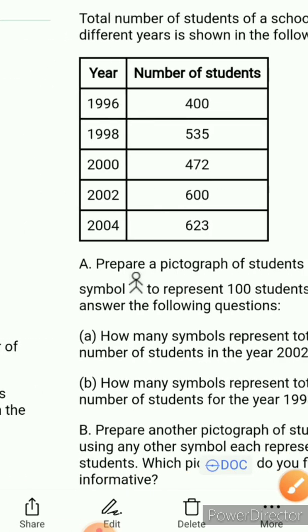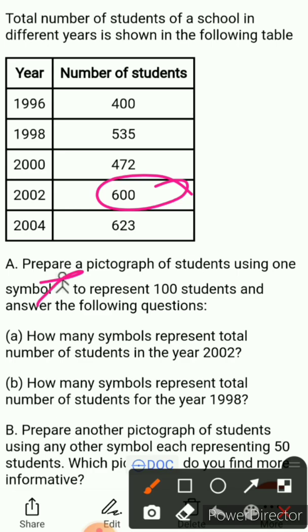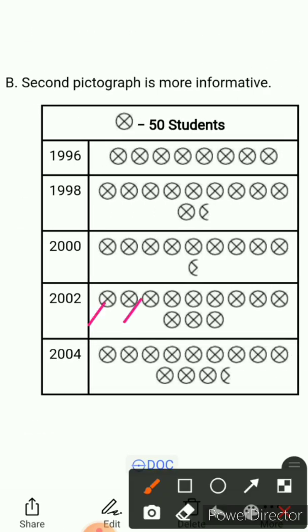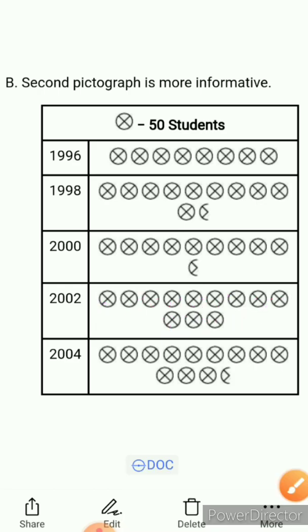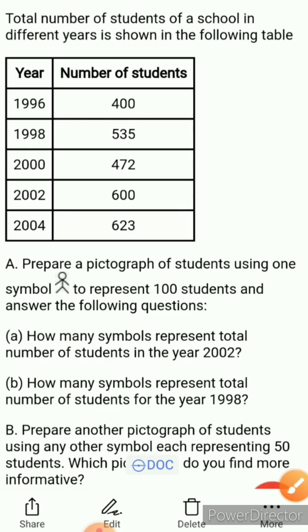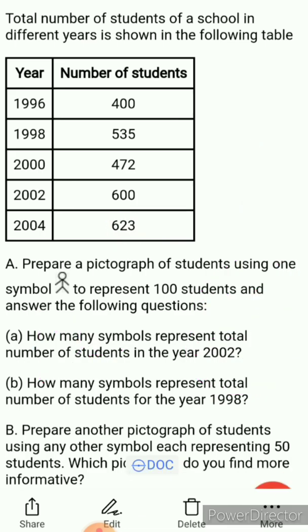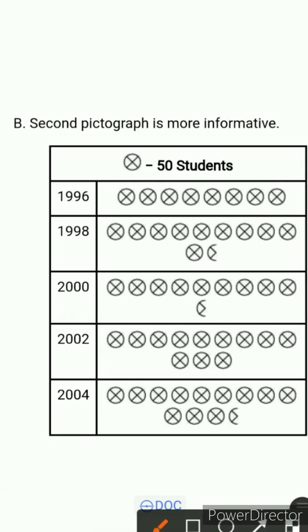Now let's check it for 2002. In 2002 the number of students is 600. So 600 divided by 50 and you will get 12. 50 twelves are 600. So here is your answer: 1 2 3 4 5 6 7 8 9 10 11 12. Okay. Now the last one is 2004, and in 2004 the number of students is 623. So for 600 we will draw 12 complete symbols, and for 23 we will draw 1 incomplete symbol. So here is your answer: 1 2 3 4 5 6 7 8 9 10 11 12 and a half.